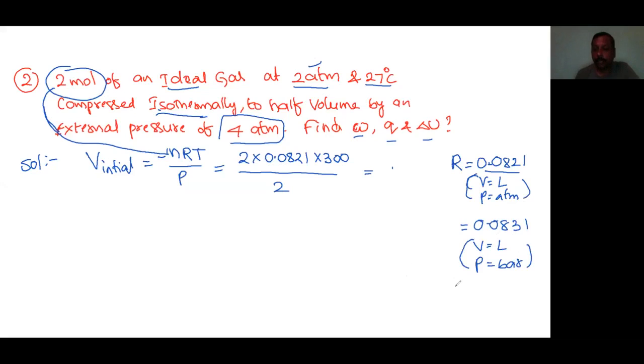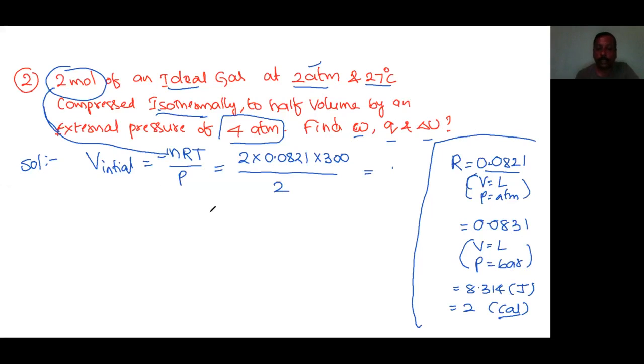When you want the answer in joules, R value you will take as 8.314. When you want the answer in calories, R value will be 2. So check your answer: if energy is given in calories, R value will be 2; if energy is given in joules, then 8.314. If volume is in liter and pressure is in bar, 0.0831. So these are the R values.